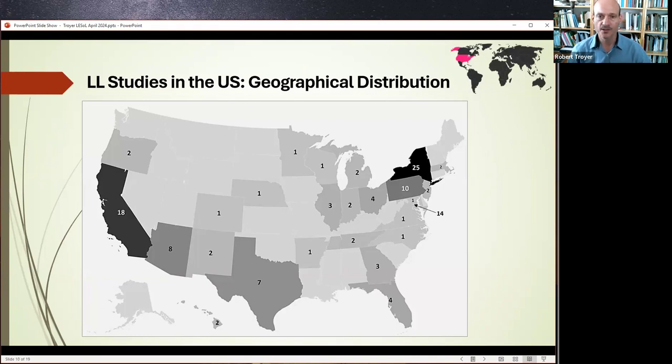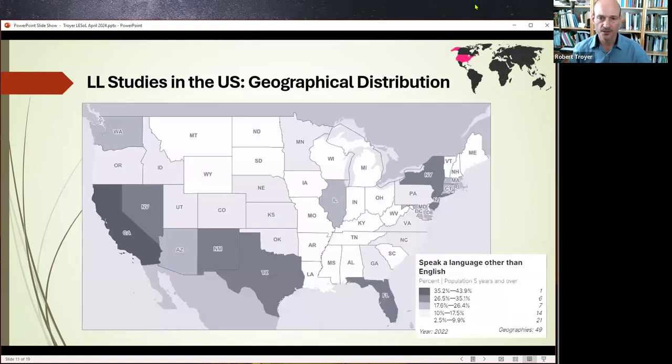And in terms of how these studies of linguistic landscapes in the United States reflect multilingualism, we can compare to a map of languages other than English that are spoken in the United States. So this is data from the U.S. Census and the community surveys. And we can see that California and New York have the highest percentage of speakers of other languages, with Texas and Florida and New Mexico following close behind, New Jersey, and then other states.